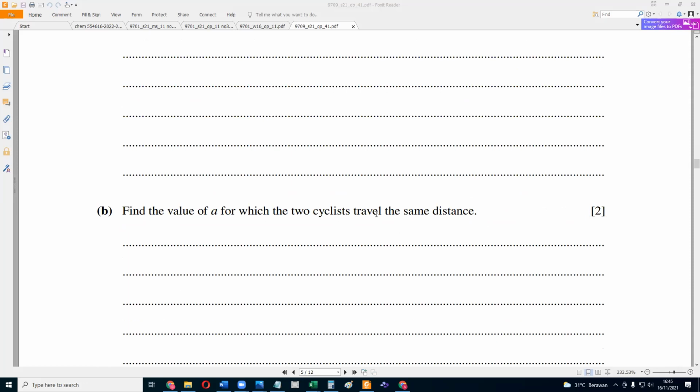Find the value of A for which the two cyclists travel the same distance. In the previous question, we know that the distance for Isabella is going to be 75A and Maria is 90 meters. So if they're the same, 75A is 90, A is 1.2.